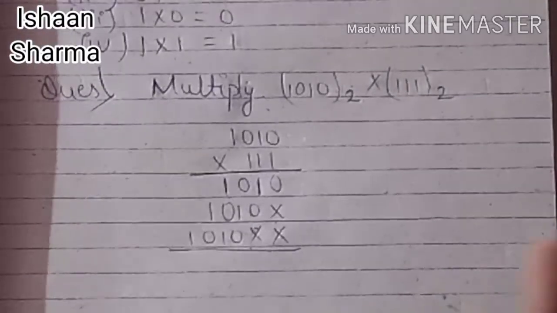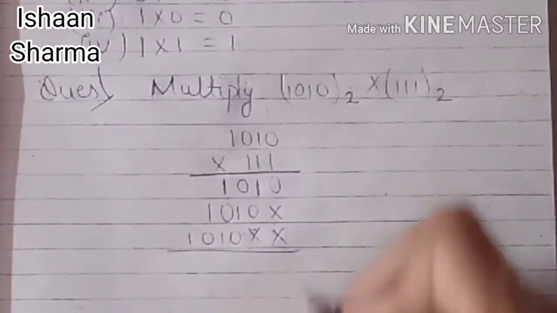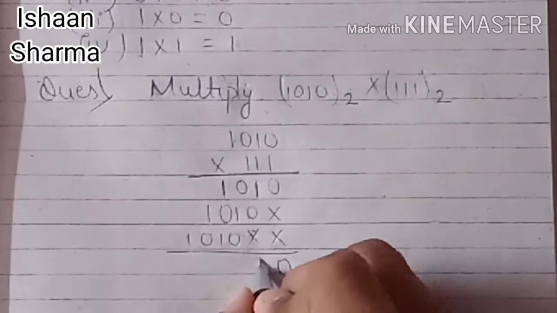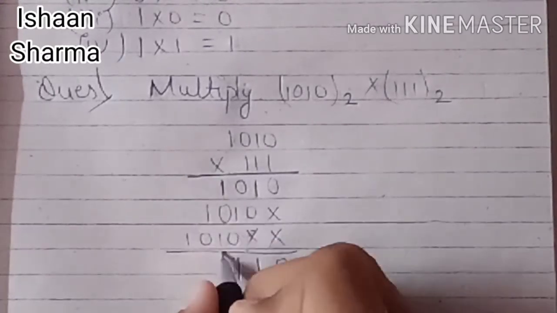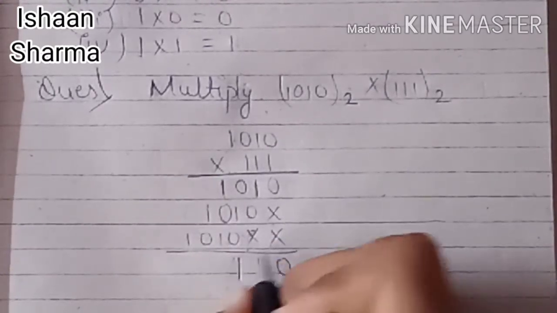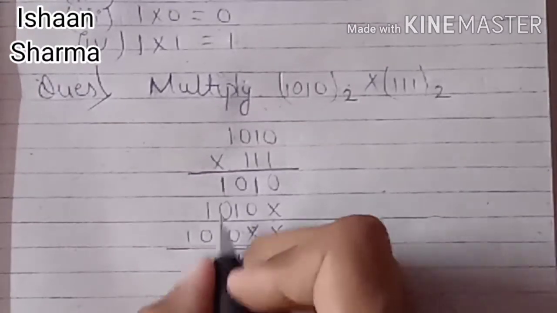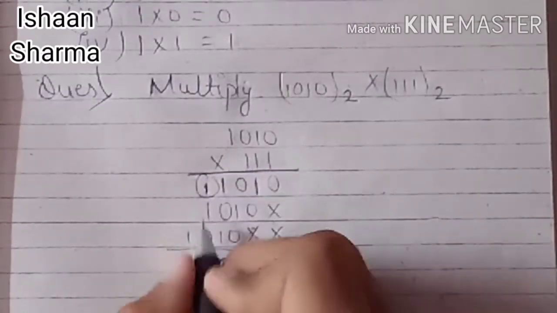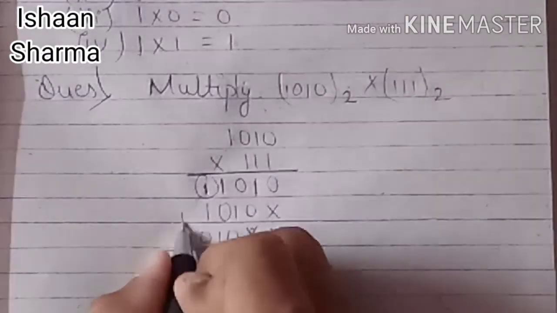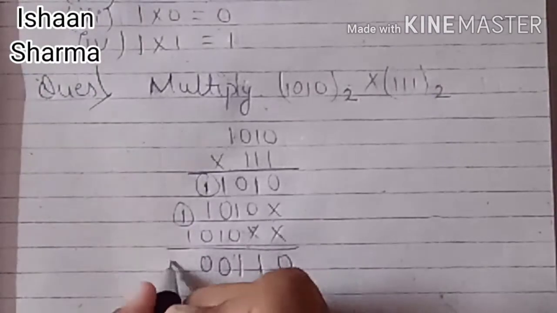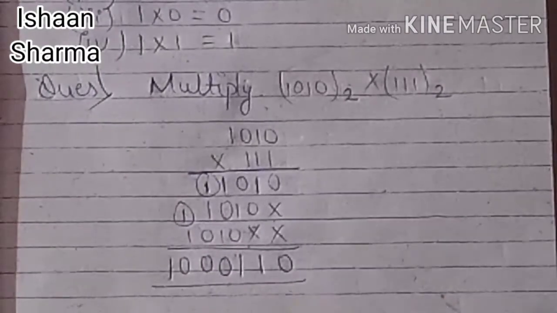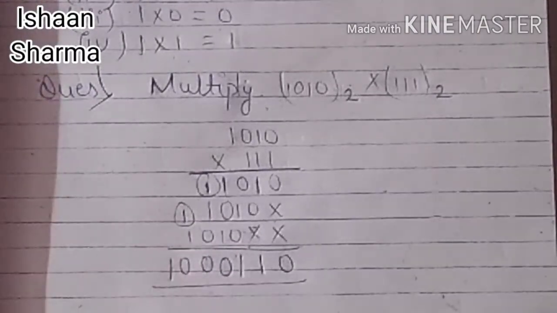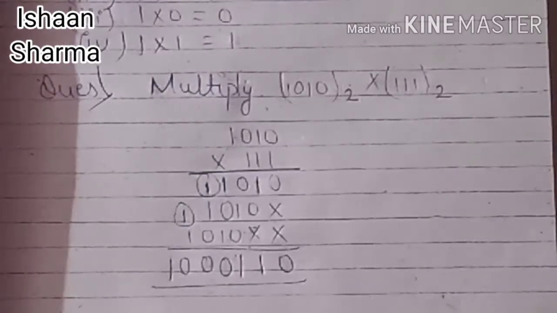Okay, so now we have to add these three terms. So 0, 1, 0, then 1 plus 1 is 1 0, so 0 with a carry of 1. Then again 1 plus 1 means 1 0, 0 with a carry of 1, again 1 0. So when we multiply 1 0 1 0 with 1 1 1, it gives us 1 0 0 0 1 1 0. Okay.